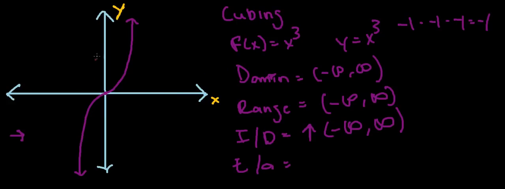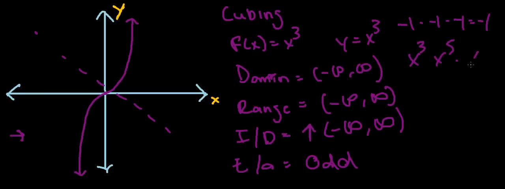Even, odd. Well, we can see that it's not symmetric with the y-axis, but it is symmetric with the origin. So this is an odd function. And actually, there's one more thing I should mention before I move on, and that is that this cube function has the same properties as x to the 5th, x to the 7th, x to the 9th, etc.